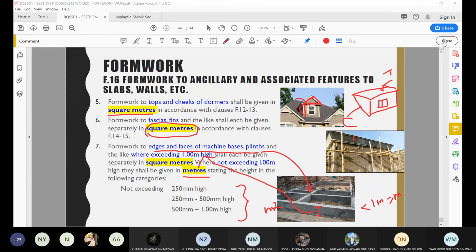Okay, so sekejap lagi saya akan letak dalam folder. So tolong refer that folder untuk tengok drawings and slide, all the relevant slide lah yang berkaitan dengan work below lowest floor finish. Okay, boleh? Okay, boleh sir. Okay.